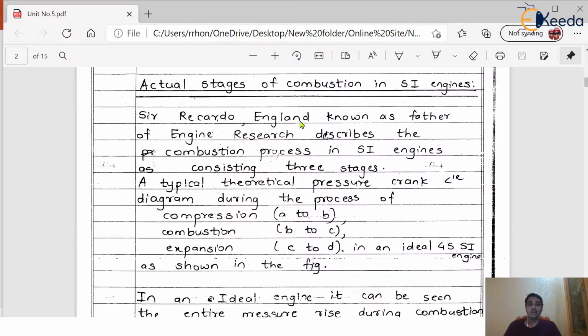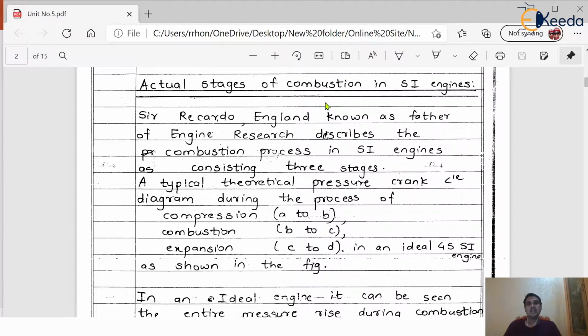So dear friends, this will be a very important question and will be asked in your examination for 6 to 8 marks. Okay, so the question will be like this: explain different stages of combustion in SI engines. At that time you have to write all these things and you have to draw a stages of combustion diagram, which we are going to discuss now.